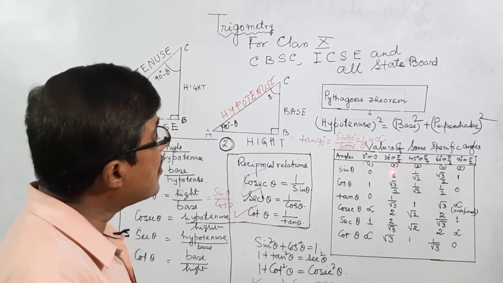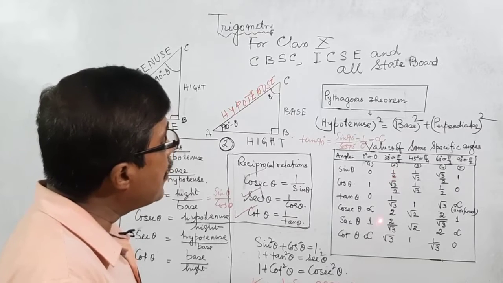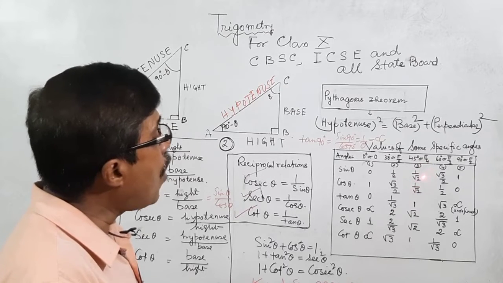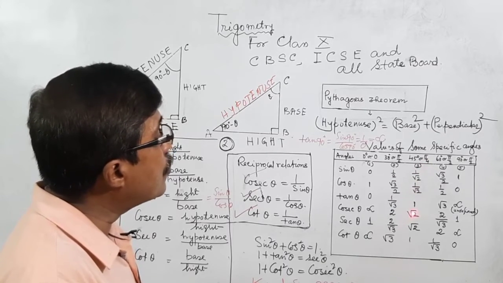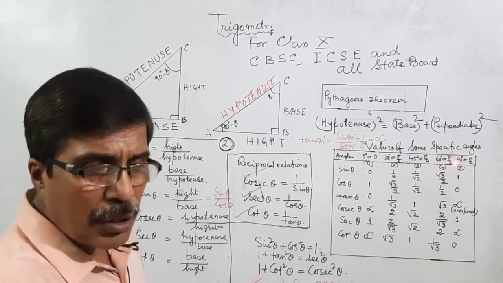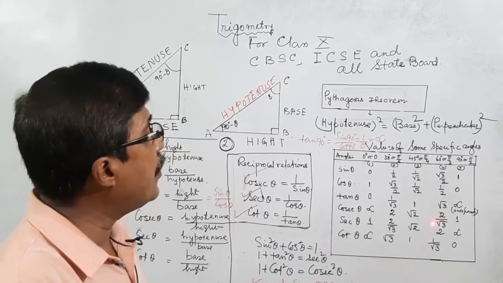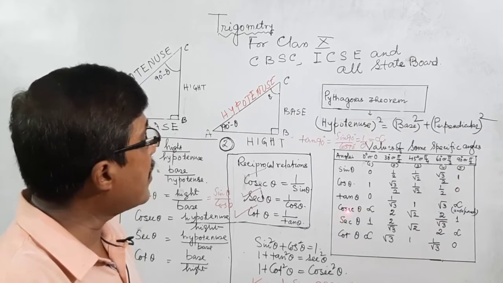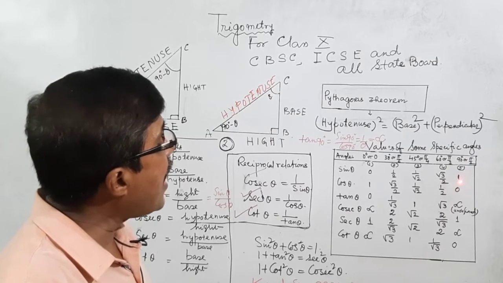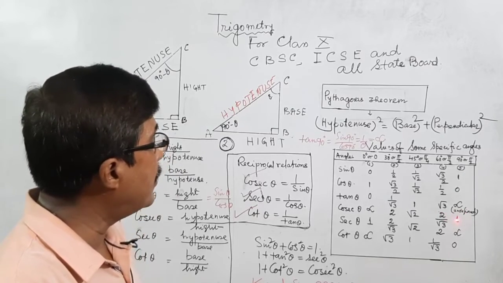Then cosec 30 equal to 1 by sin 30, that is 1 by half equal to 2. Then cosec 45 equal to 1 by 1 by root 2 equal to root 2. Then cosec 60 equal to 1 by sin 60, that is 1 by root 3 by 2, that is equal to 2 by root 3. And cosec 90 equal to 1 by sin 90, that is 1 by 1 equal to 1.